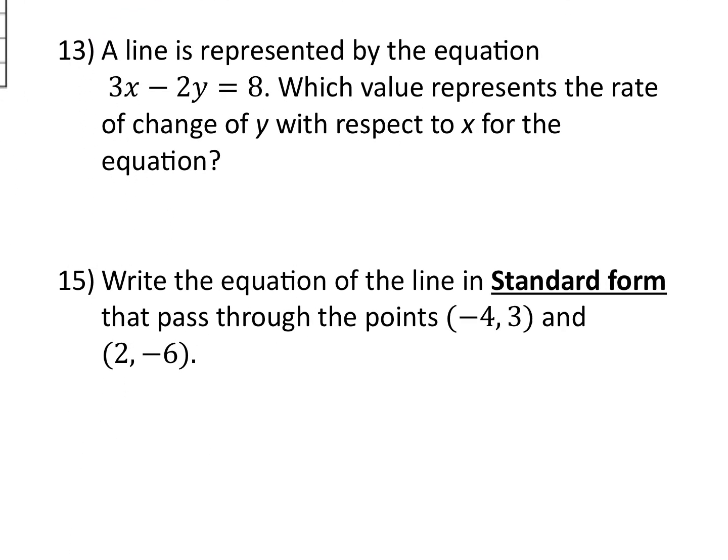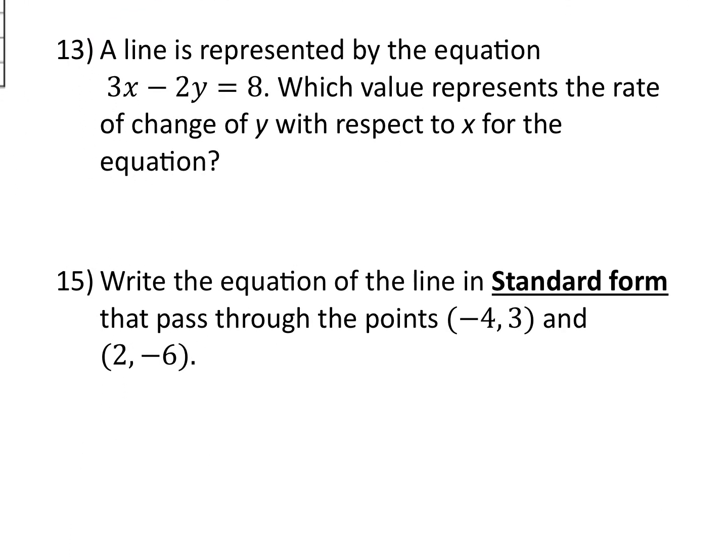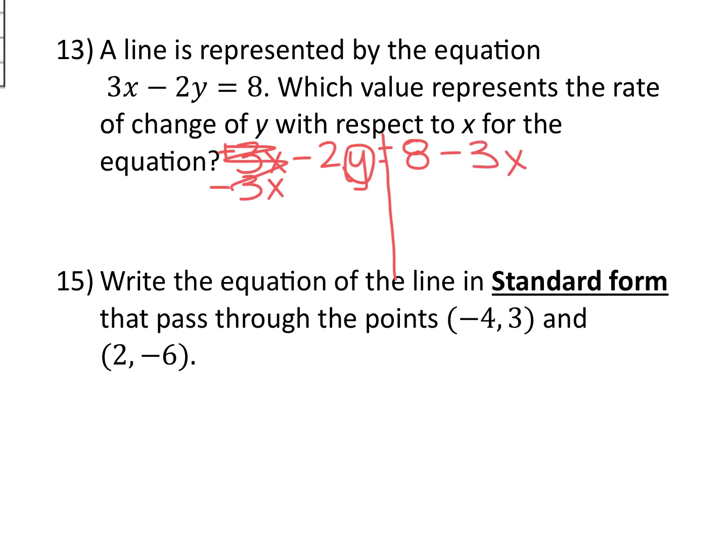This one is also asking for the rate of change, but in order to do that, we're going to have to make sure that we can change this to y equals. So we need to get that y all by itself. So in order to do that, this is a positive 3x. We're going to subtract it because that's the opposite. And now to get the y by itself, we're multiplying by a negative 2. So the opposite or the inverse is to divide by a negative 2.